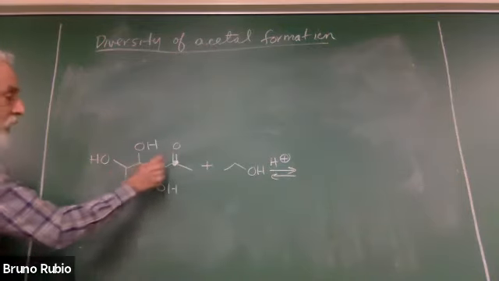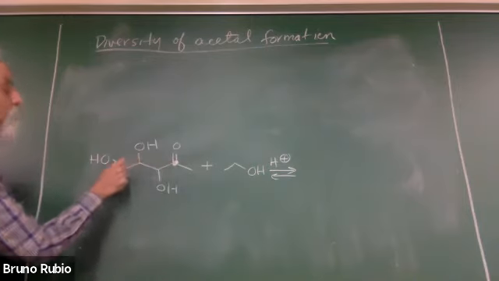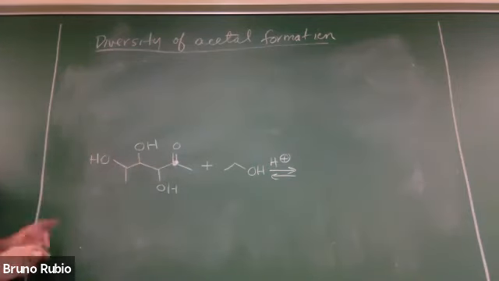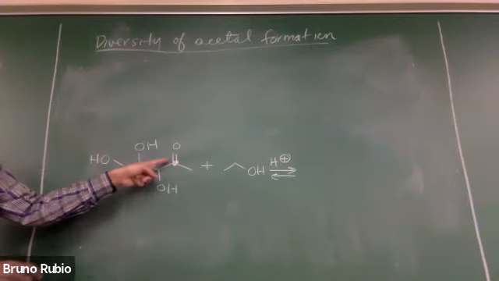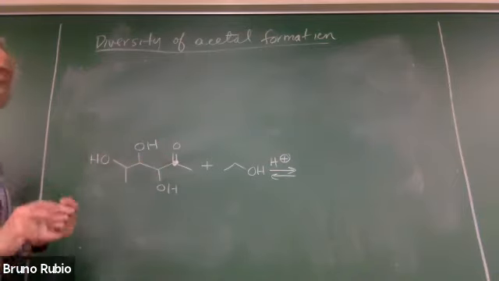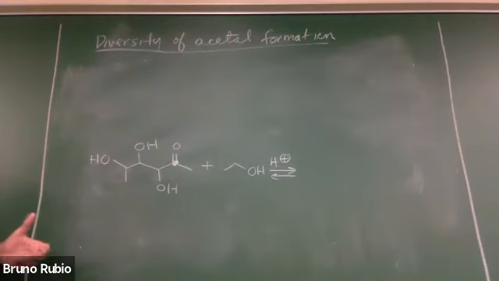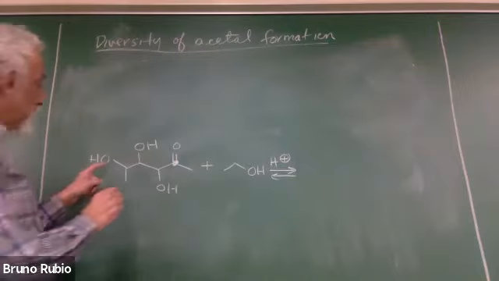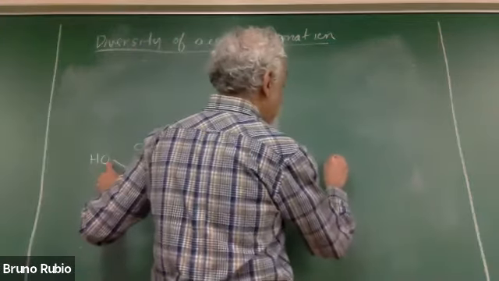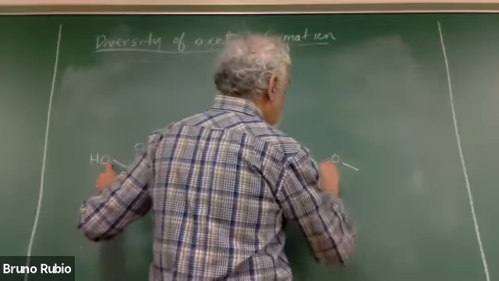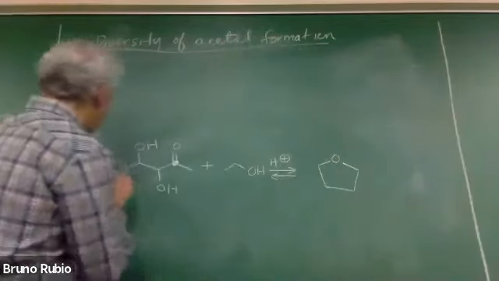How about this one? One, two, three, four, five. Yep. So this oxygen closes in on this carbonyl carbon in a fast intramolecular reaction. So that's the first thing that is going to happen. Okay, so we get a five-membered ring, a cyclic hemiacetal.